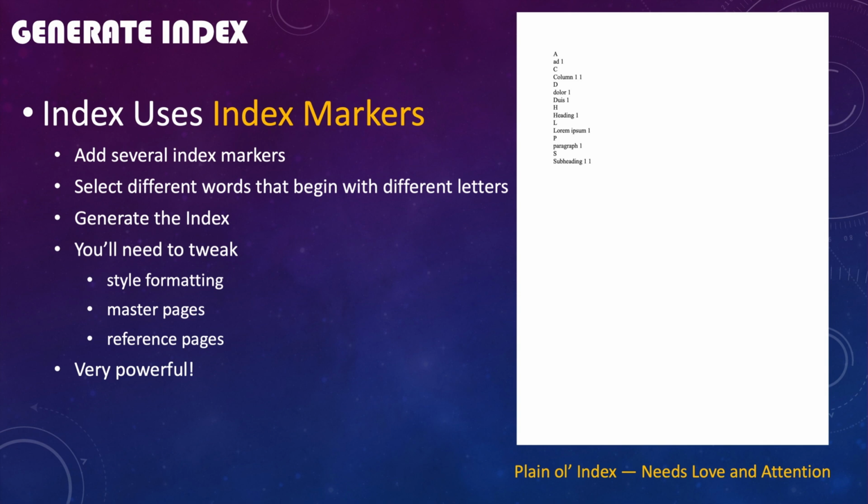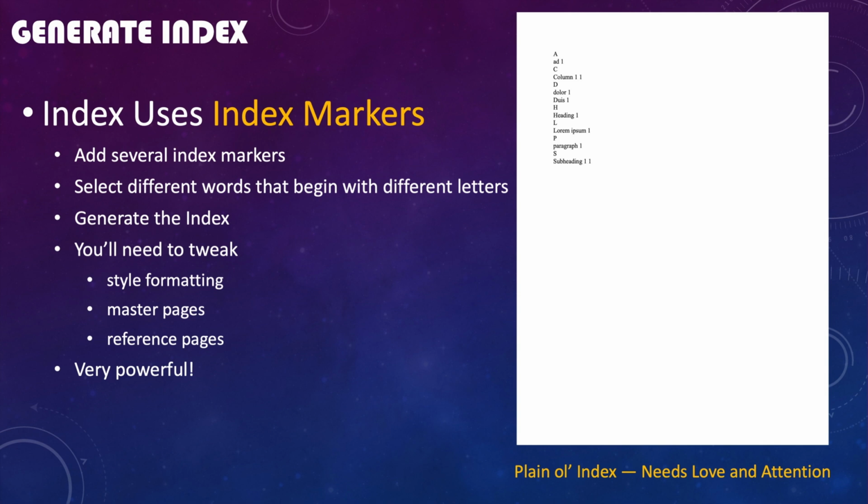Now, index markers are used to generate the index. And just like the formatting for the table of contents, it's going to be very plain when you first generate it. So I included in this example just what it looks like when it first generates the index. There's no master page. There's only one column. There's little formatting for the actual text that gets output. So this is where you really got to tweak your formatting to get your index right.